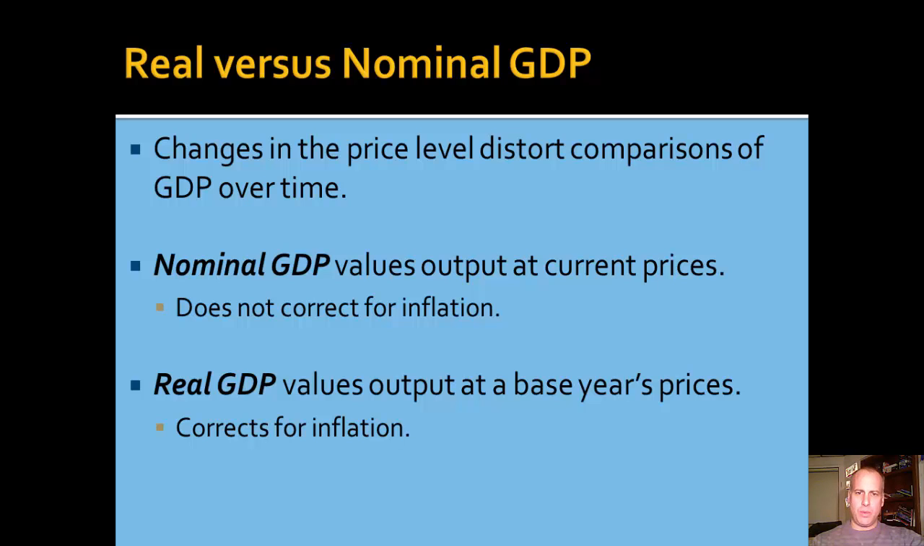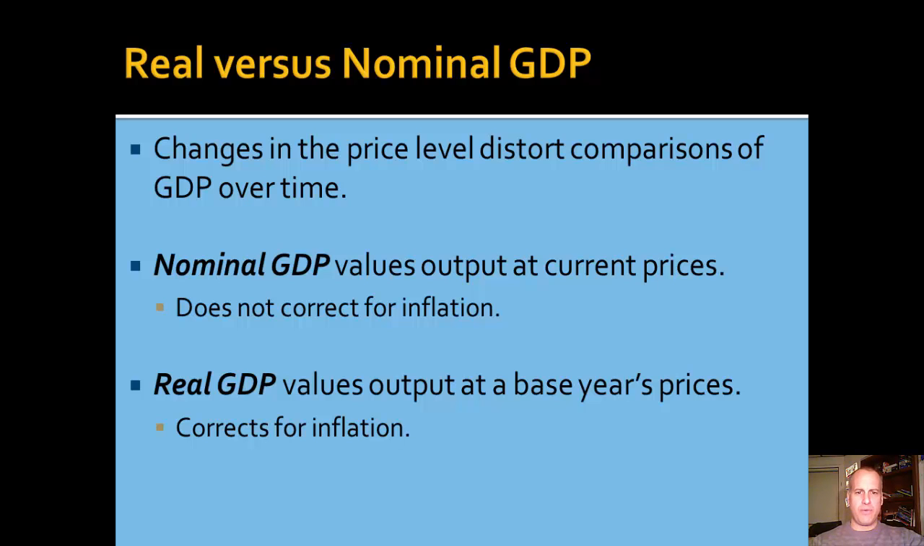It's important to distinguish between real and nominal changes in gross domestic product. And the source of confusion is that the price level changes over time. Over time, prices in the economy will generally rise, and so if we measure our income from one year to the next, part of what we're measuring is not changes in real output, but changes in prices, and changes in the measured level of output due only to changes in the price level. Nominal GDP values output at the current price level and does not correct for inflation.